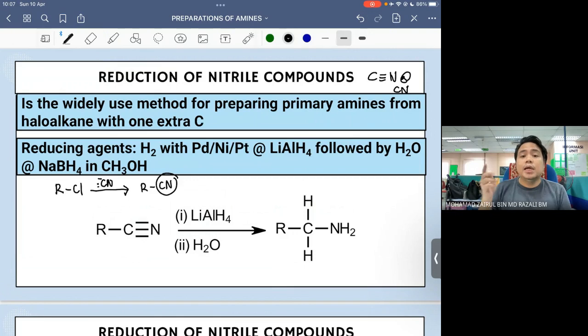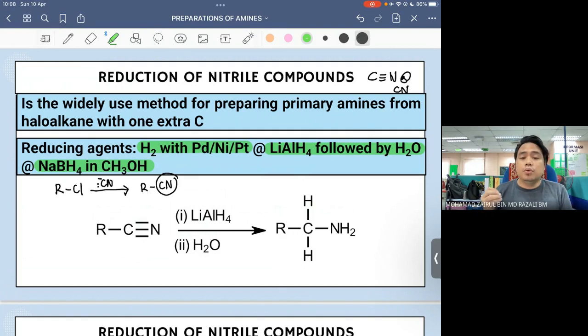So nitrile compound yang kita produce daripada haloalkane ini, kita boleh reduce dia to form a primary amine. Tapi dengan syarat the number of carbon on the amine is one extra from the number of carbon dalam haloalkane. So contoh dalam haloalkane awak ada 5 carbon, nanti kalau awak menggunakan this kind of reaction, amine awak akan ada 6 carbon. The reducing agent that we use is either hydrogen gas with metal catalyst, or you can also use lithium aluminum hydride followed by the addition of water, or you can use sodium borohydride in methanol.